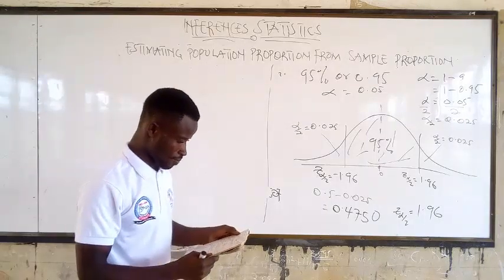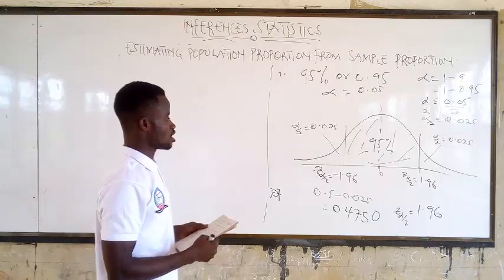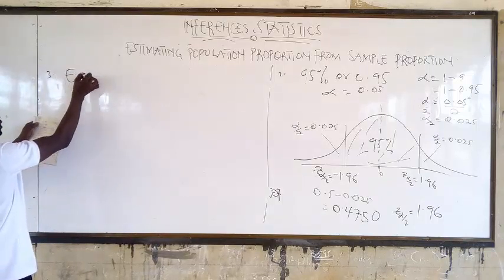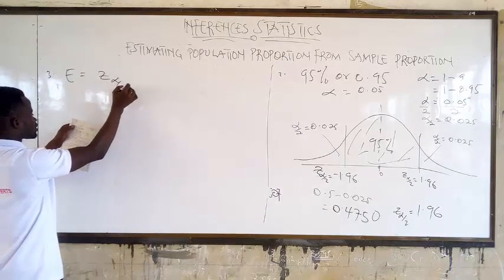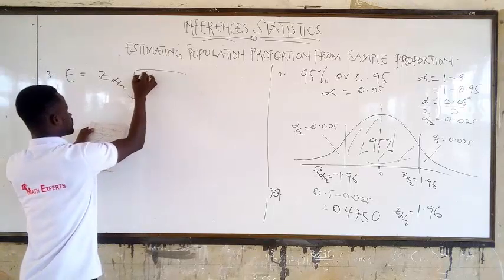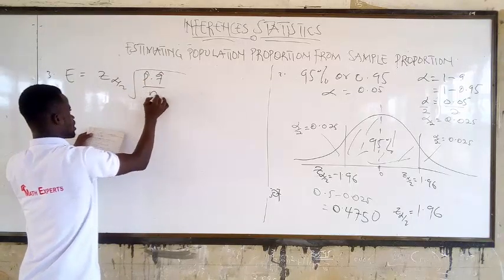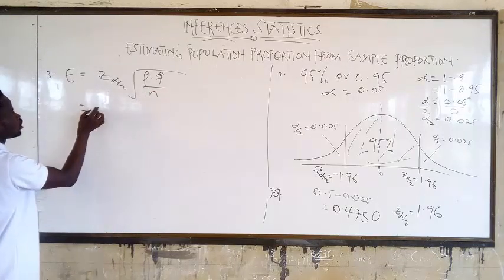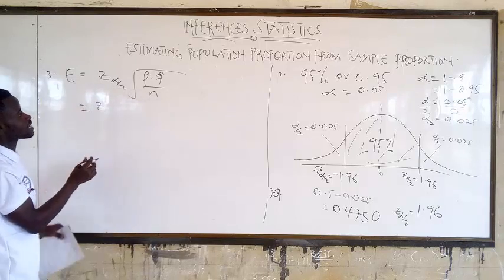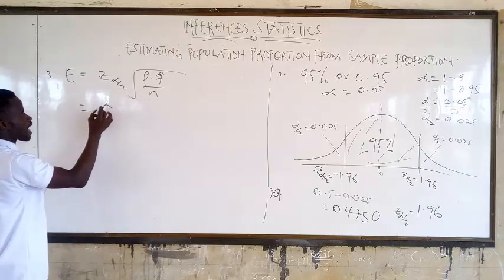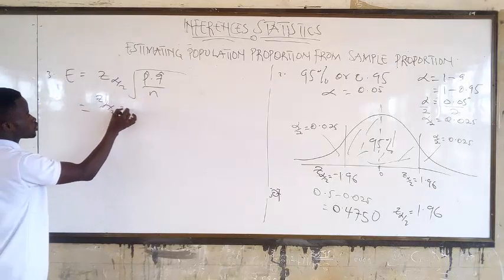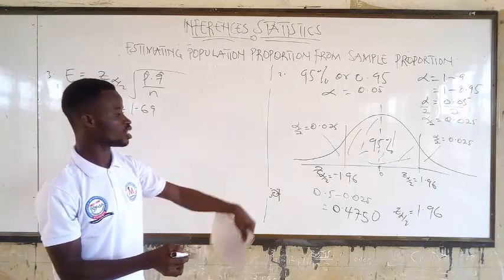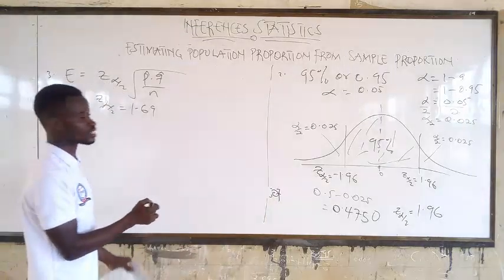So this is a z alpha. After getting that, we move to the third stage, which is finding the square root of p hat times q hat over n. It's just a substitution that we are going to do. We know the z alpha over 2 is 1.69. Please don't use the negative part. The positive side is what you use.